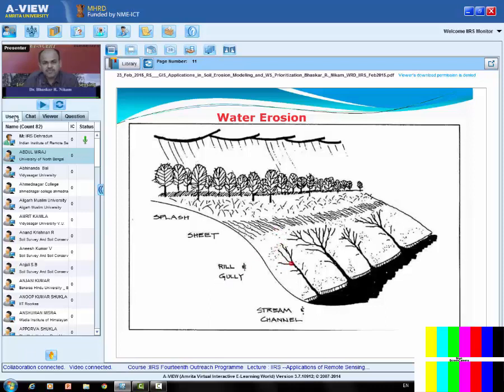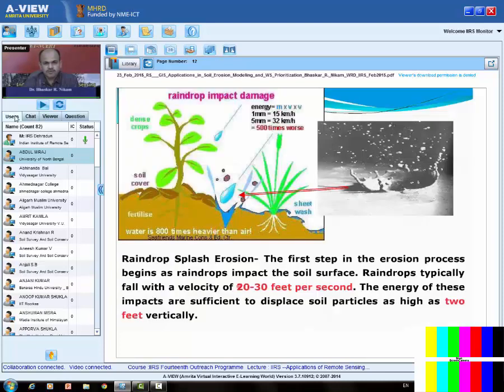Now many of these rills will join together and form a channel or a stream, and that stream, because of high velocity water, will erode its bottom and its sides. That is called stream bank or channel bank erosion. So these are the different types of water erosion.